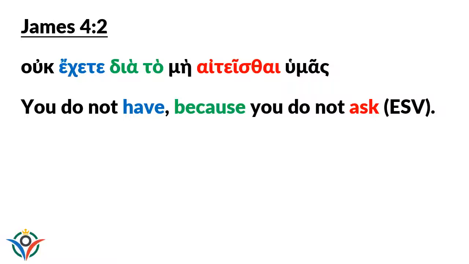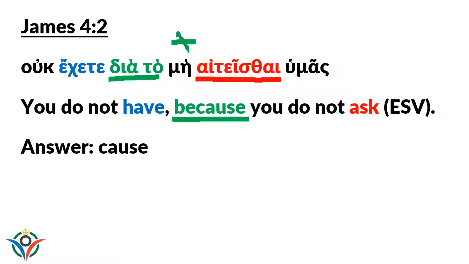So you should know what the use of this infinitive is, aiteisthai, because we have covered this in the lesson. To help us with this, we have the prepositional combination dia to plus the infinitive. So dia to has been translated as because. So this shows us that the infinitive is being used to communicate cause, or more specifically the reason or the grounds for the action.